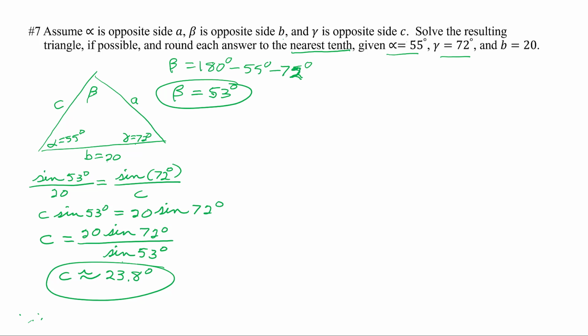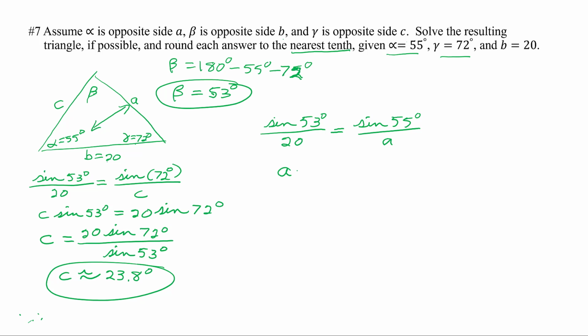And now, what are we left to find? We need to find length A, it looks like. So to find length A, again, we can take sine of 53 degrees over 20. This time, though, A is opposite the angle 55 degrees. So sine 53 degrees over 20 equals sine 55 degrees over A. We cross multiply and then divide through by sine of 53 degrees.